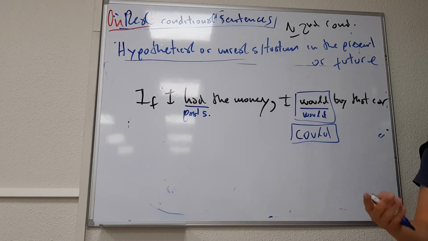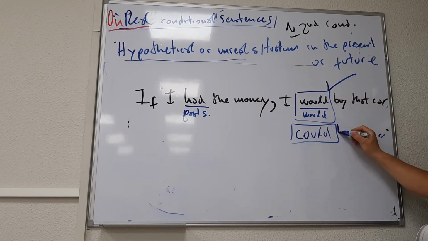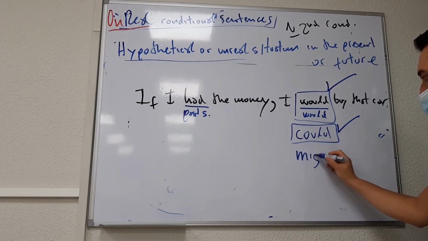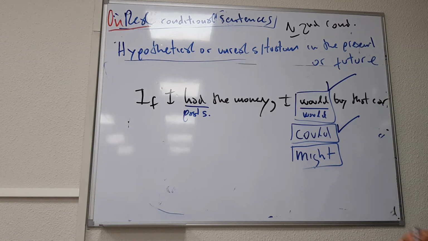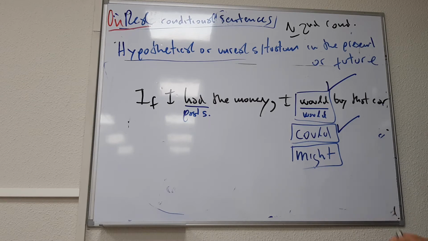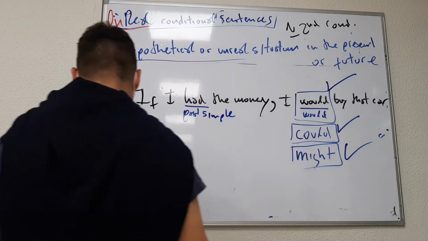I would be able to buy that car. So would, second conditional is fine. Could, second conditional is fine. And you can also say might. I might buy that car. Again, there is a shade of meaning, a slight change of meaning, but in order to make a second conditional, would, could, or might, all of them work. And not only that, here we have the past simple, but we could also use other forms.